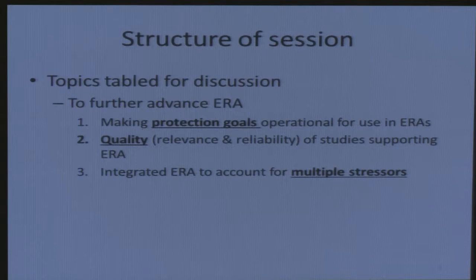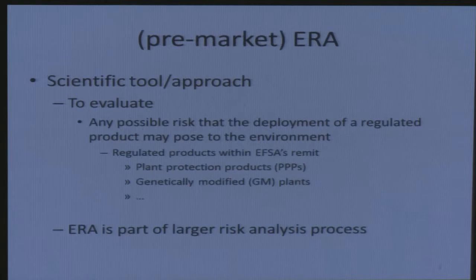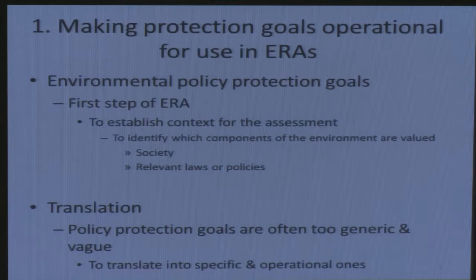So I think that we all understood. We wanted to tackle three big themes to advance the environmental risk assessment in terms of robustness and efficiency. So we wanted to talk about protection goals, data quality, and multiple stressors. Environmental risk assessment, I think we all know what it is. It's a tool that helps us to assess any possible risk that the deployment of a GM plant or another regulated stressor might pose to the environment. And it's part of a broader risk analysis process.